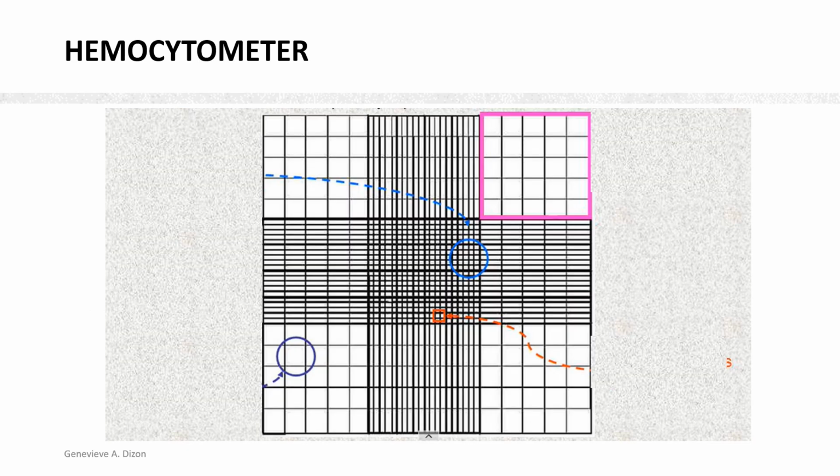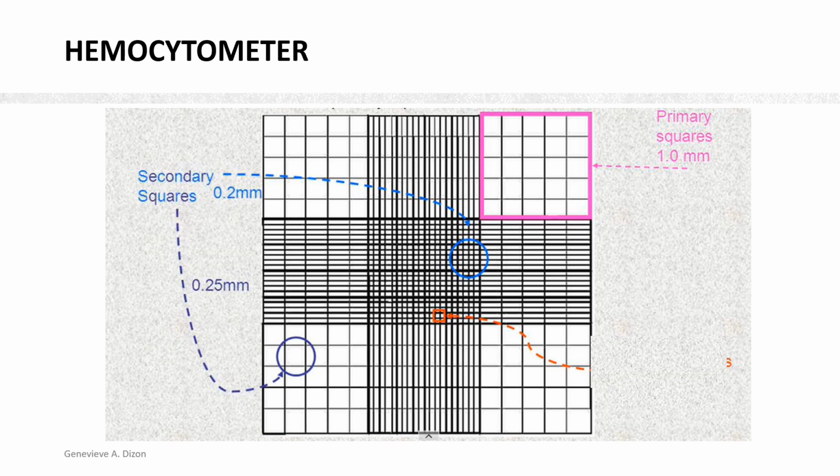Just to reiterate, the primary squares measure 1 mm each, secondary squares measure 0.2 millimeters each, and the tertiary squares measure 0.05 millimeters each.